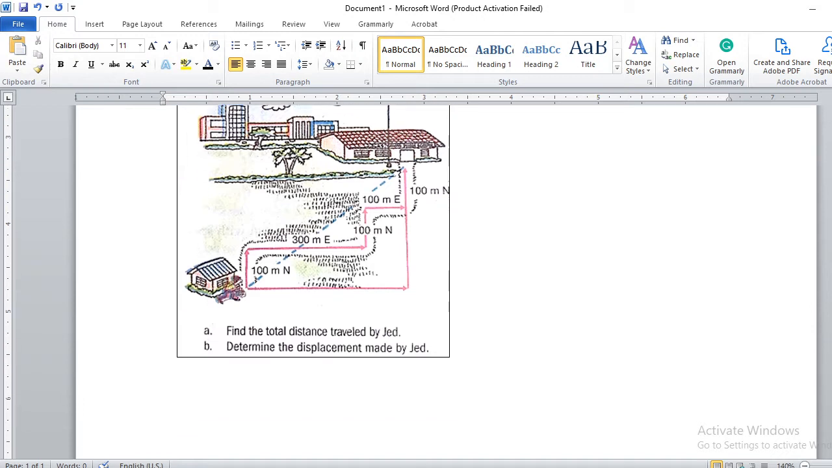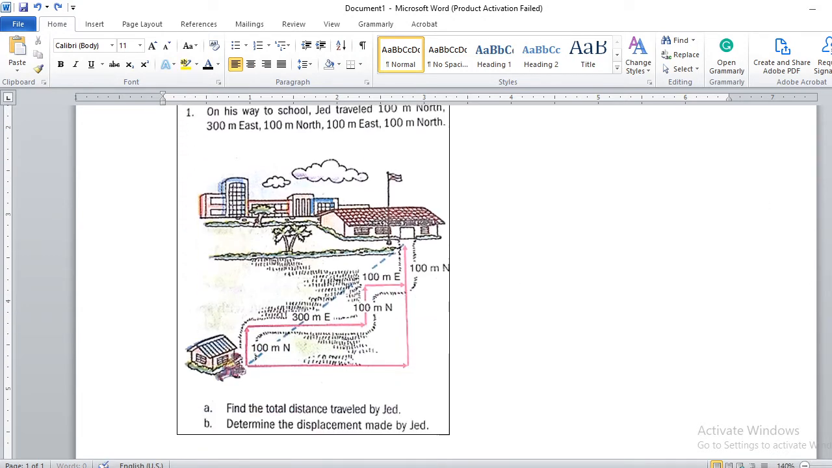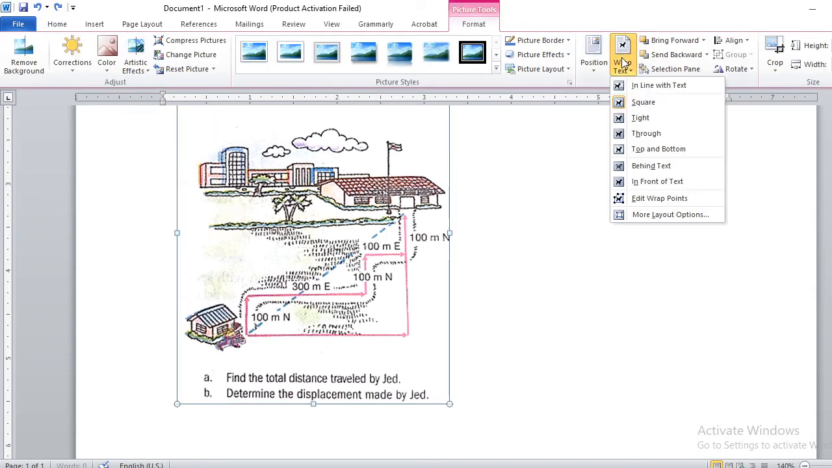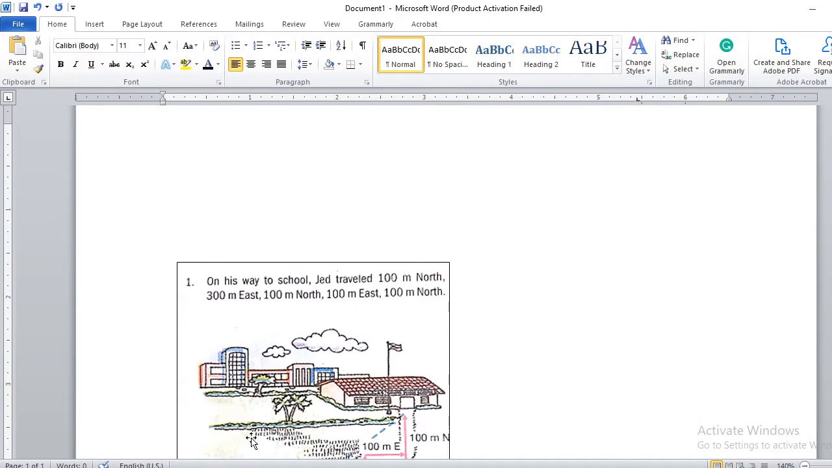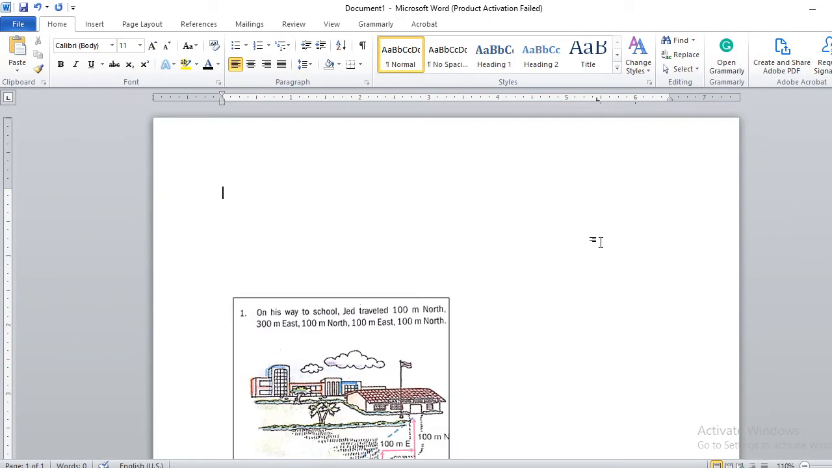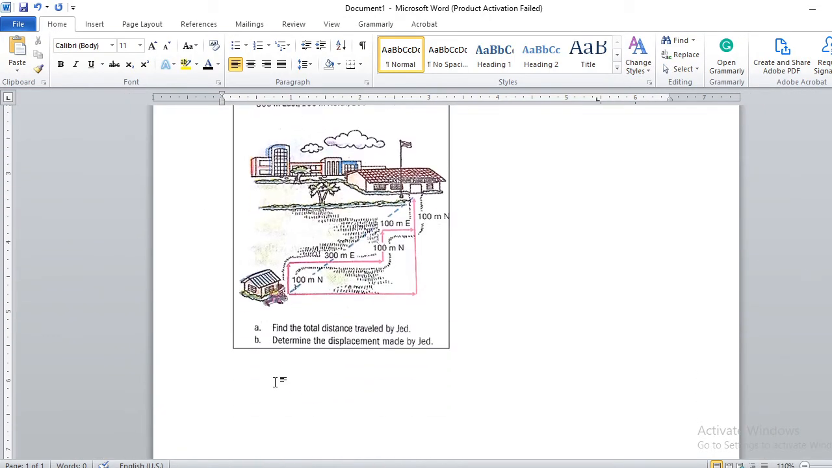So we can now compute for the total displacement. So how to compute the total displacement? You are going to add the total distance traveled.